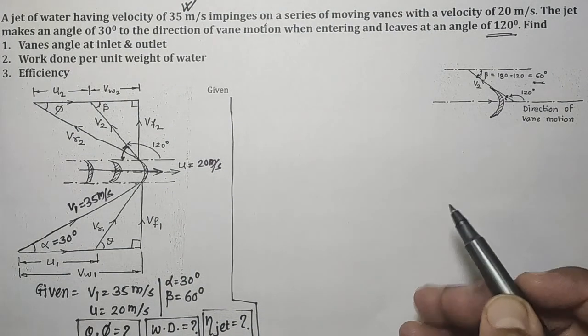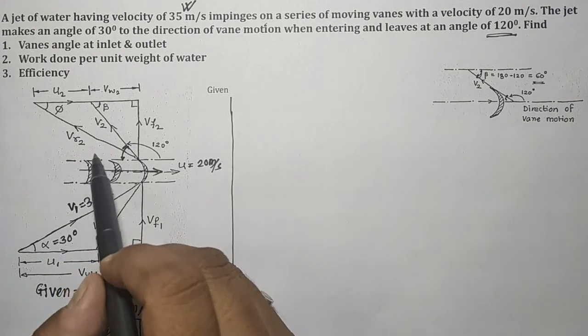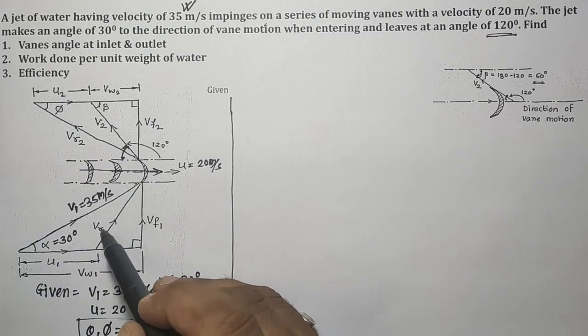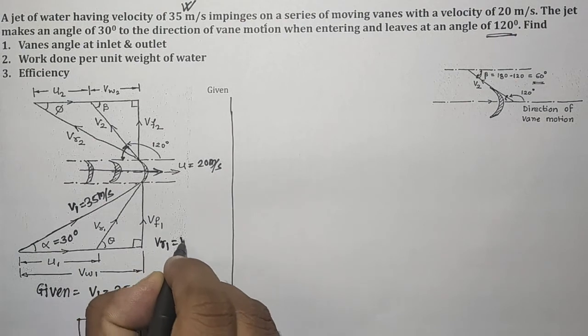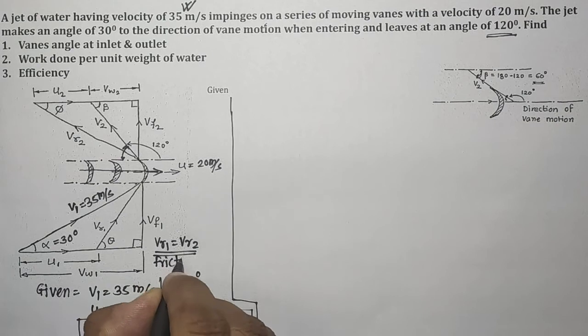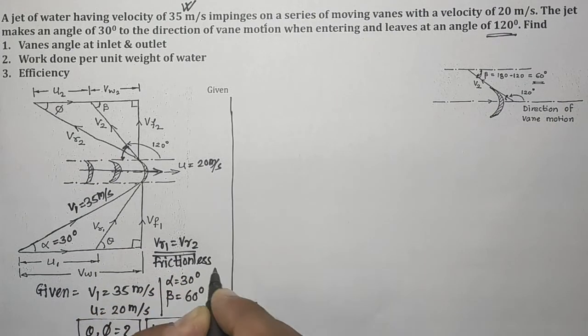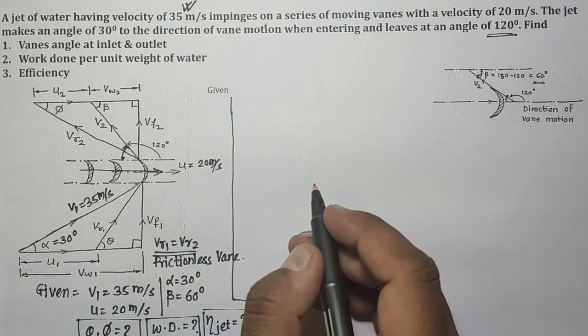One more thing: in this problem they have not given any reduction in velocity from VR1 to VR2. So VR1 is equal to VR2. Let us assume VR1 equals VR2 in such a way that we have a frictionless vane. Because of the frictionless vane, VR1 and VR2 do not have any difference. From that, we will now find all the values.